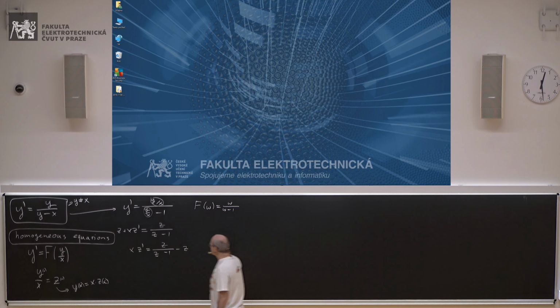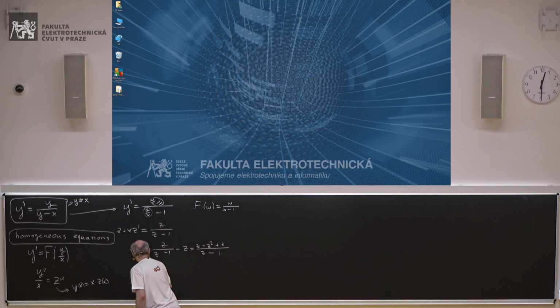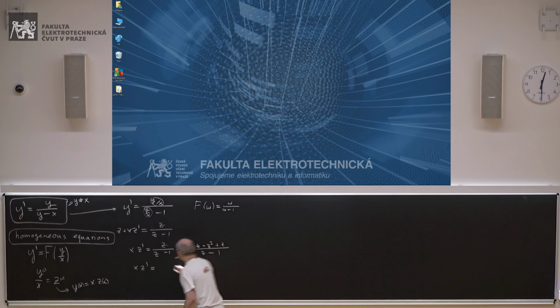Interesting. Let's move a little bit more. I'm going to use common denominator here. So it will be z minus 1 and z on the top. And I'm subtracting z squared plus z. That's what it is. Okay, let me write it again nicely. xz prime is equal to 2z minus z squared divided by z minus 1.